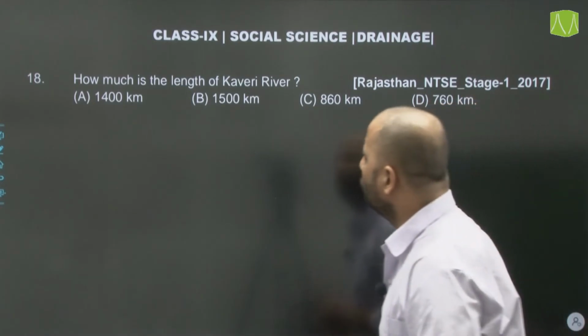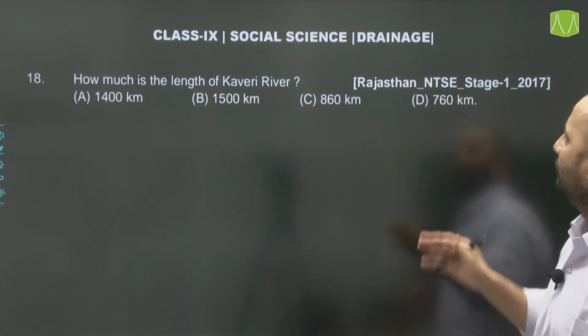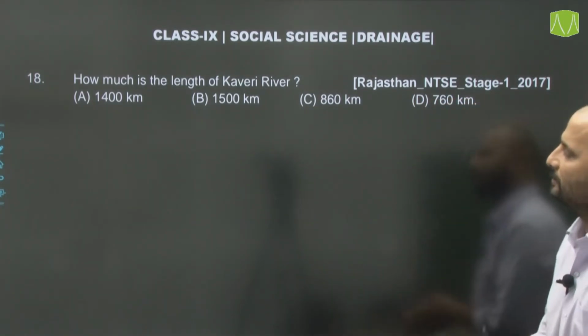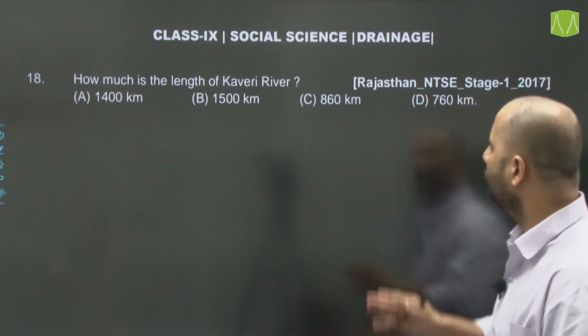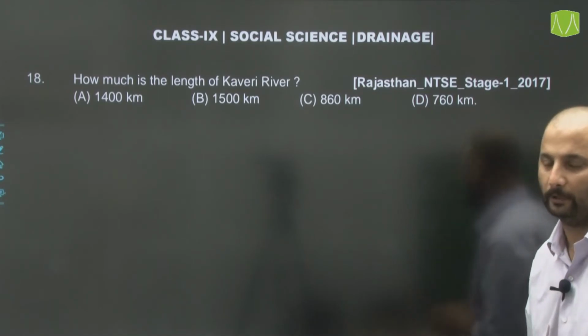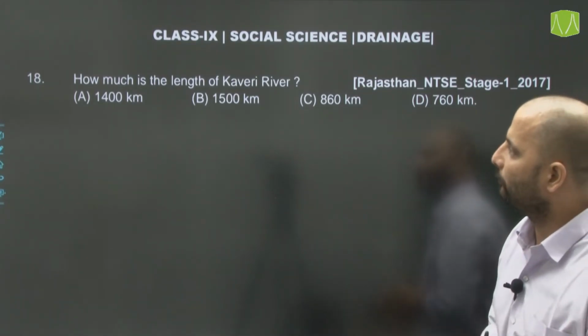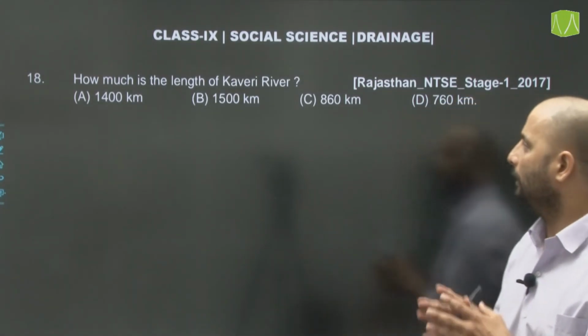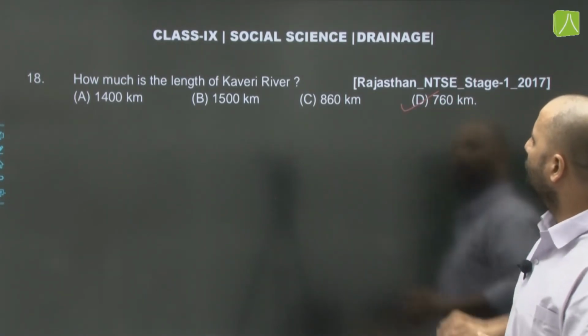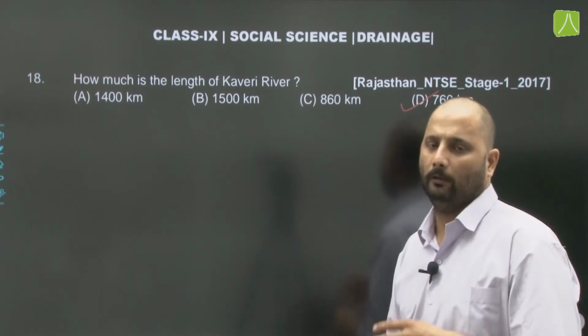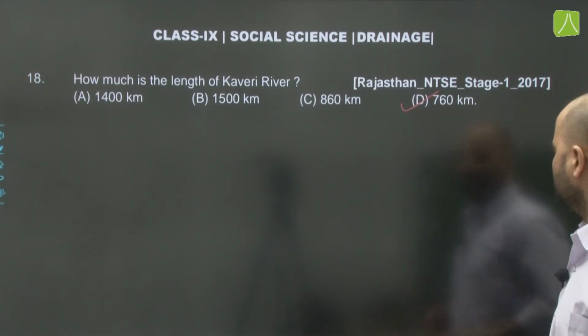How much is the length of river Kaveri? From Rajasthan NTSE Stage 1, 2017 question. Options provided are 1400 km, 1500 km, 860 km or 760 km. Now again this question is directly from your class 9th textbook, that is the drainage chapter. Option number D is the correct answer, that is the length of Kaveri river is 760 km.